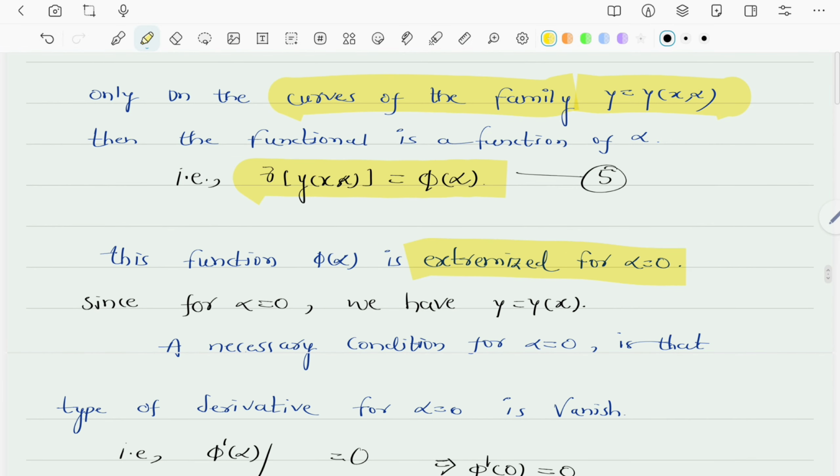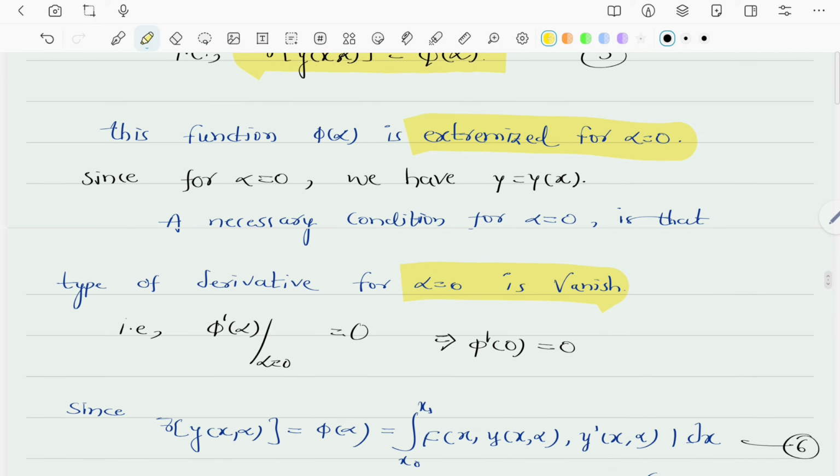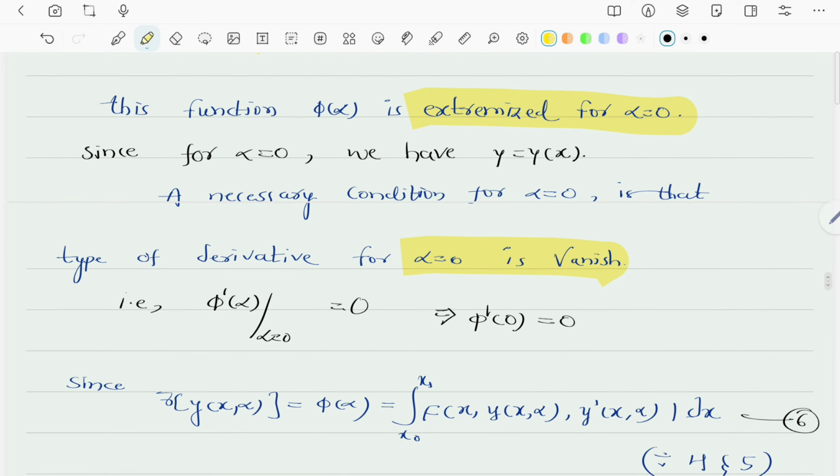Therefore this function phi of alpha has an extremum at alpha equal to 0, since for alpha equal to 0, we have y equal to y of x. A necessary condition for alpha equal to 0 is that the derivative vanishes. That is, it can be represented as phi dash of alpha at alpha equal to 0 is equal to 0. That implies phi dash of 0 is equal to 0.